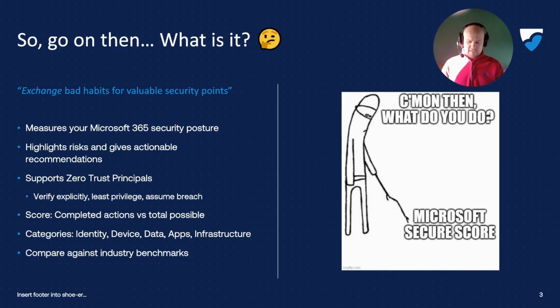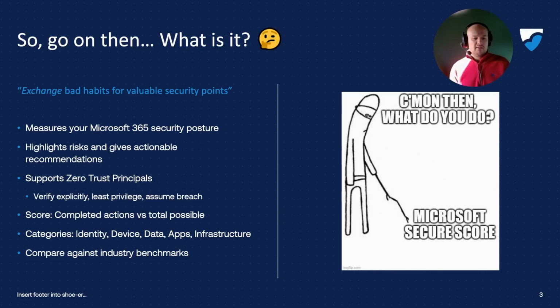The score is basically made up of completed actions versus the total possible actions, and that's how the percentage is calculated. There is some weighting going on, and you'll see a little bit about that later when we have a look directly in the portal. Things are split out into different categories around identity, data, devices, apps, and infrastructure, and each one contributes slightly differently depending on what the recommended action is.